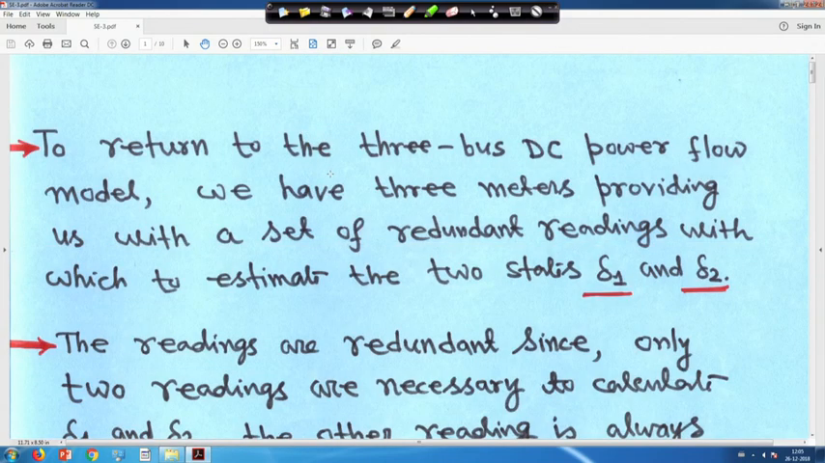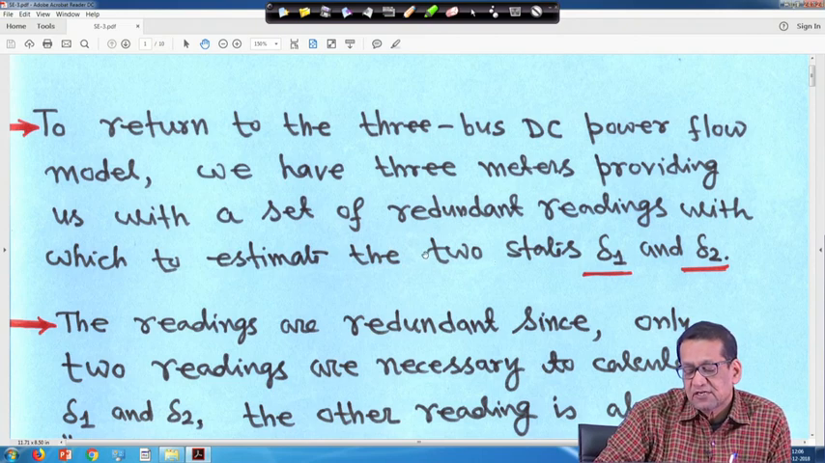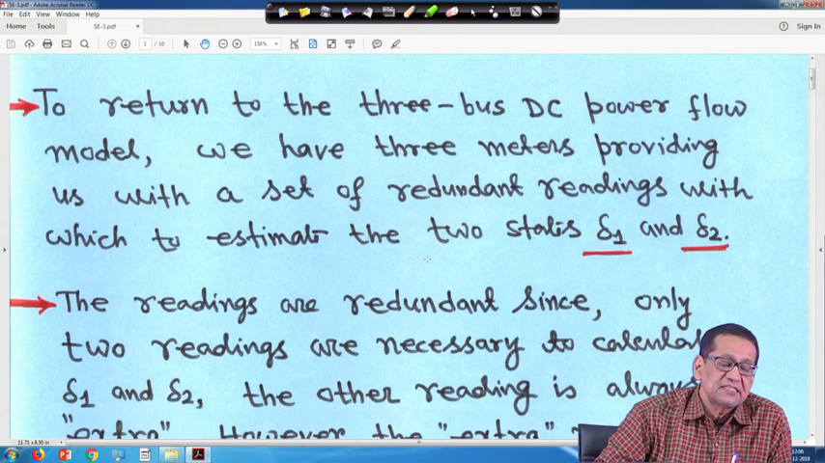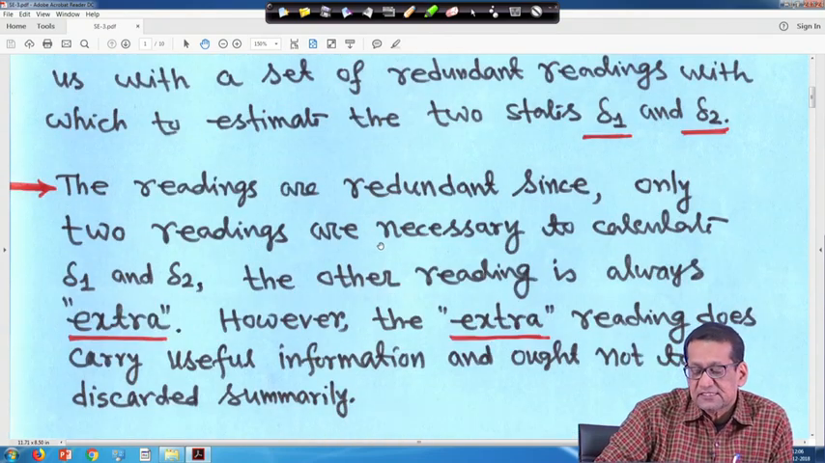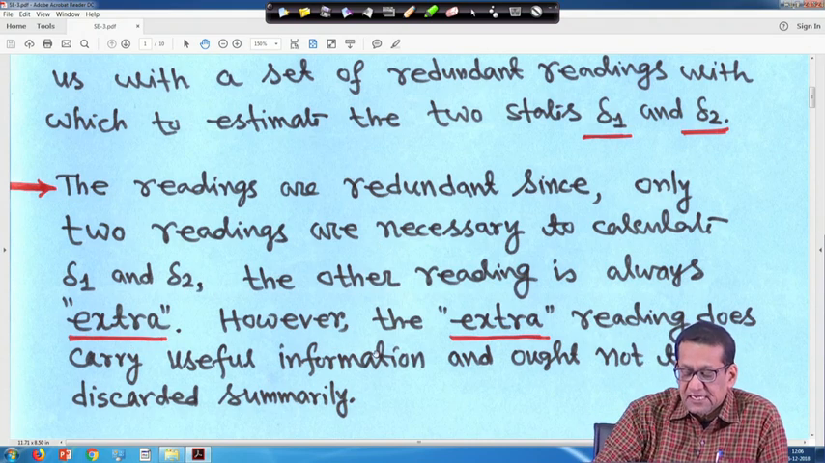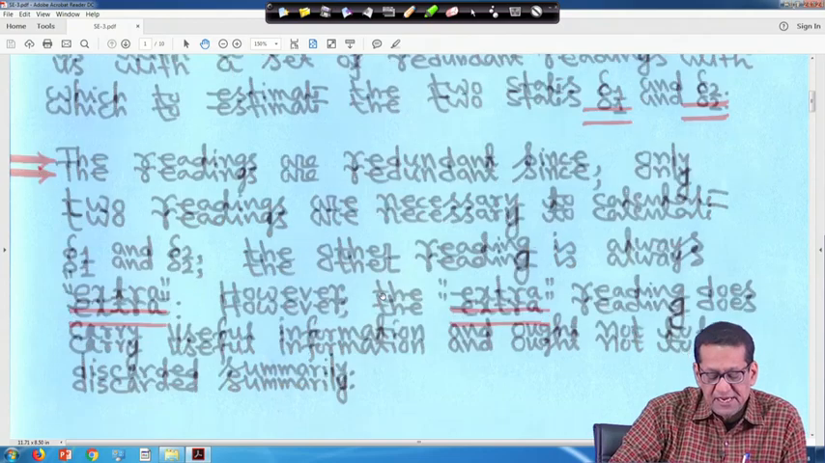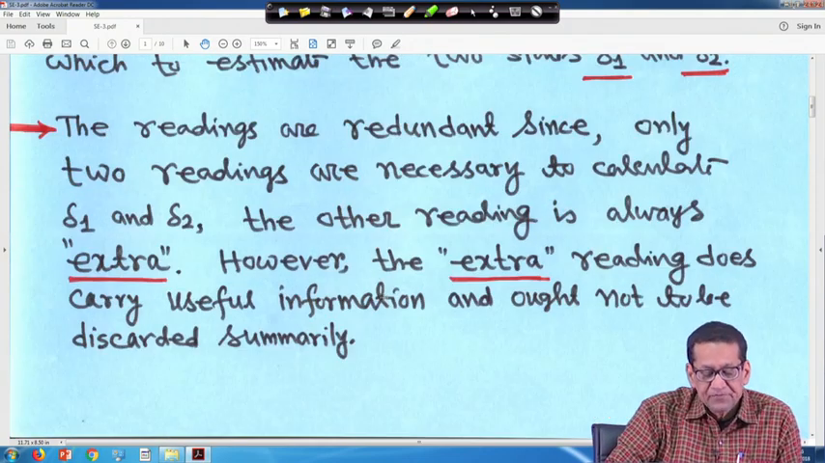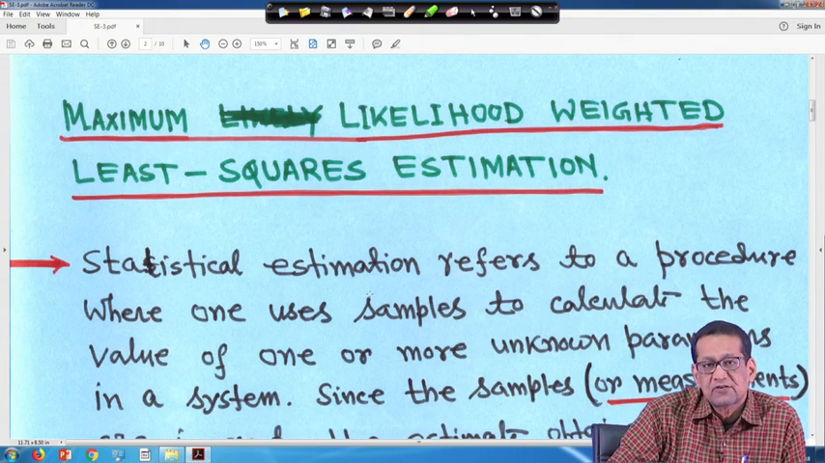Now, to return to the 3 bus DC power flow model, we have 3 meters providing us with a set of redundant readings with which to estimate the 2 states, that is delta 1 and delta 2. There are 2 states, but we had 3 measurements. So, readings are redundant since only 2 readings are necessary to calculate delta 1 and delta 2. The other reading is always extra. However, the extra reading does carry useful information and ought not to be discarded summarily. So, that is why we will go for a new concept, to see how we can accommodate all these things.